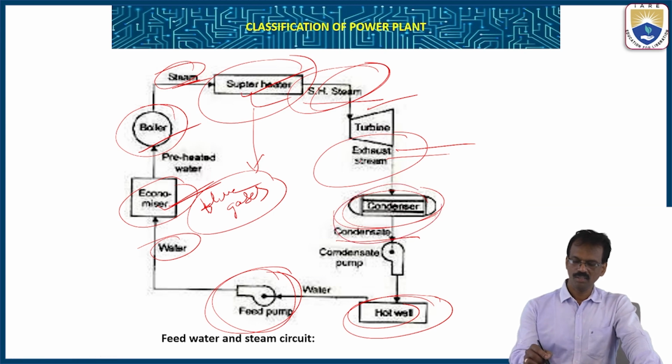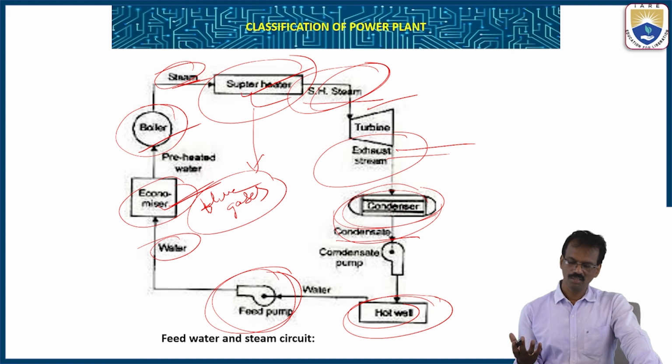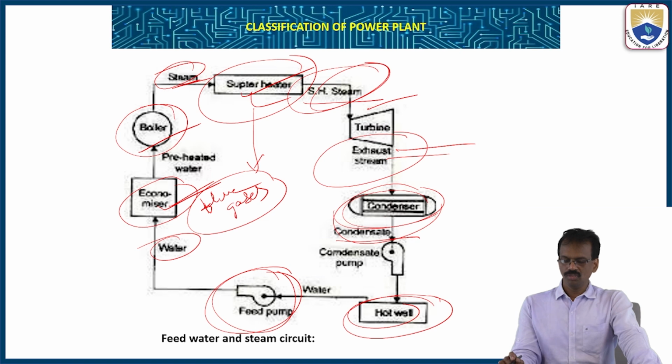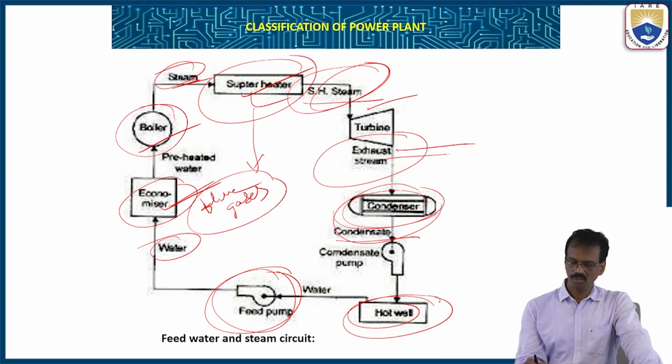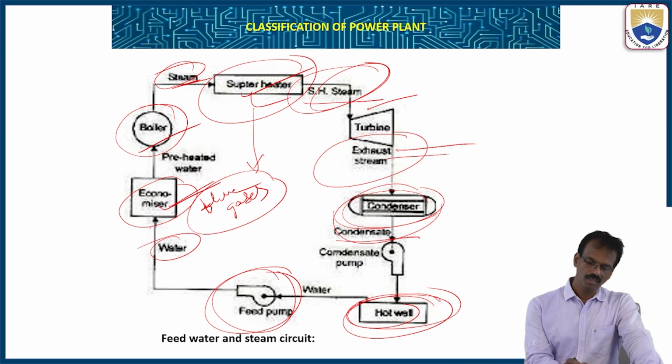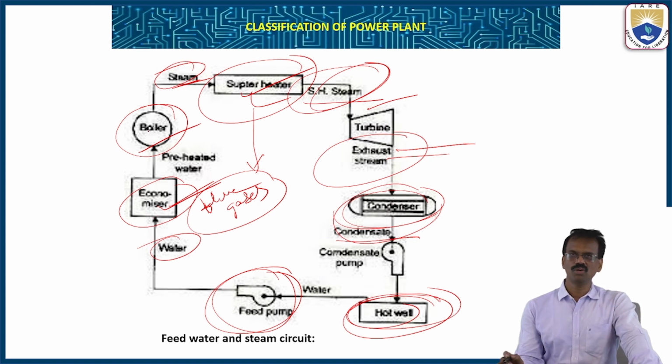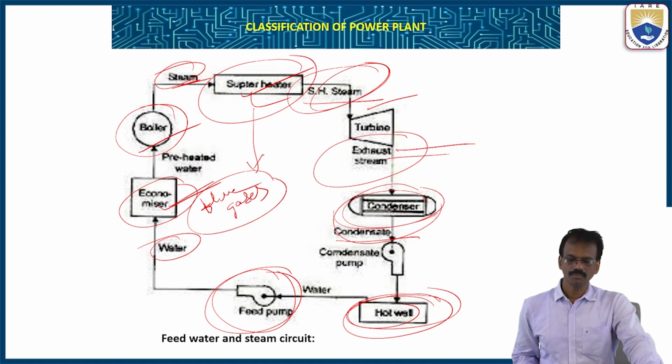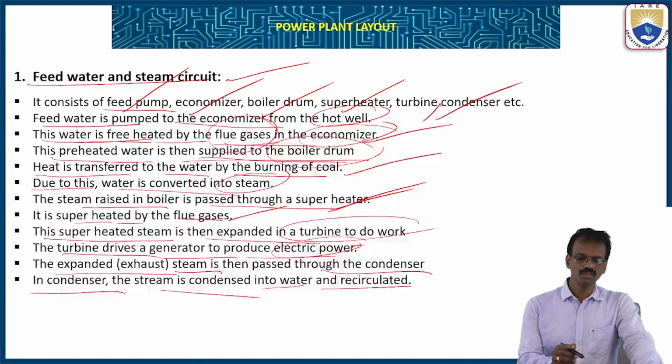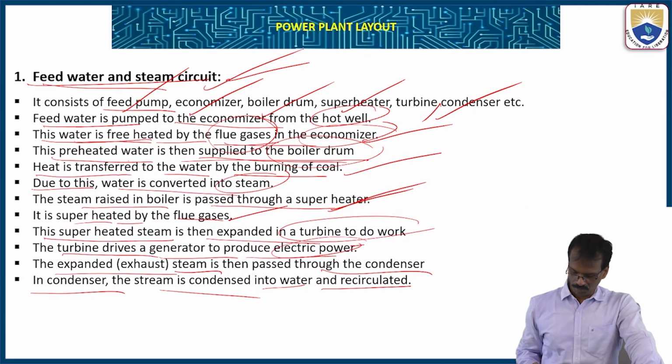In the condenser, the steam will be condensed and changed into water because of the condensation. Then the water is collected in the hot well. This water is pumped again to the economizer. The economizer increases the temperature of the water, and that water will be collected in the boiler. The same process continues. So this one is the feed water and steam circuit.